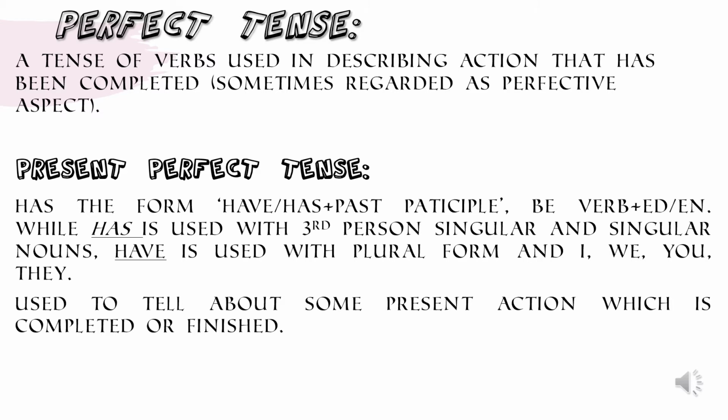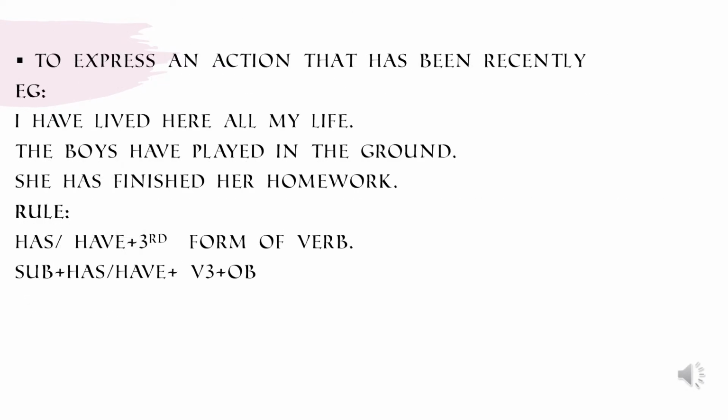Present perfect tense has the form have or has plus past participle, verb plus ed or n, while has is used with third person singular and singular noun. Example, he, she, it or a name. Have is used with plural form like I, we, you, they. Okay, so present perfect tense is used to tell about some present action which is completed or finished, to express an action that has been recently finished.